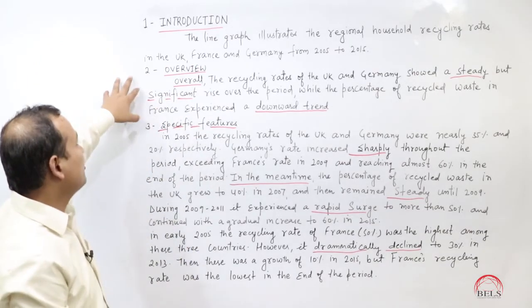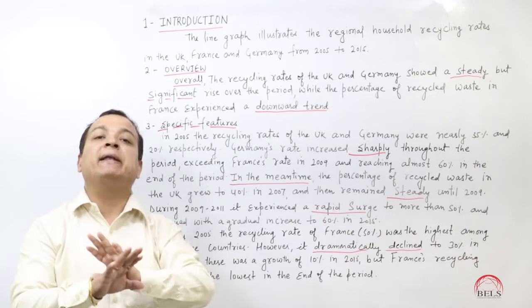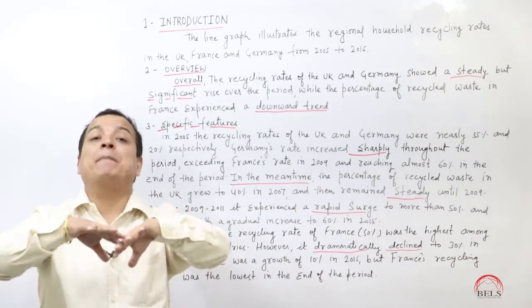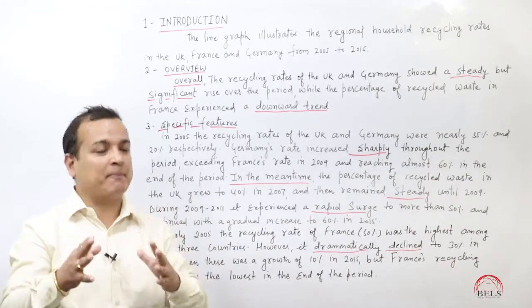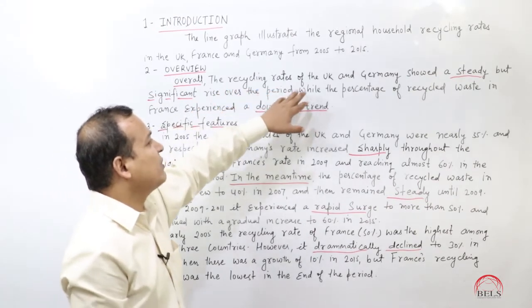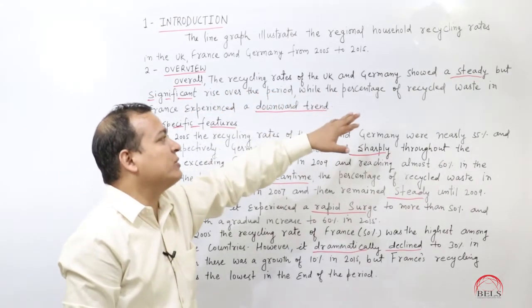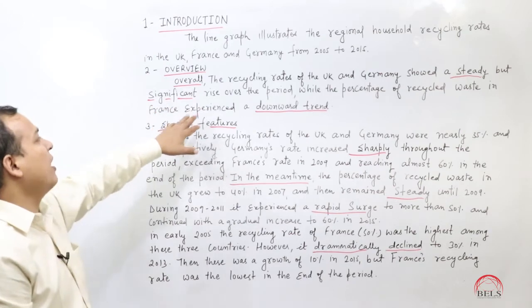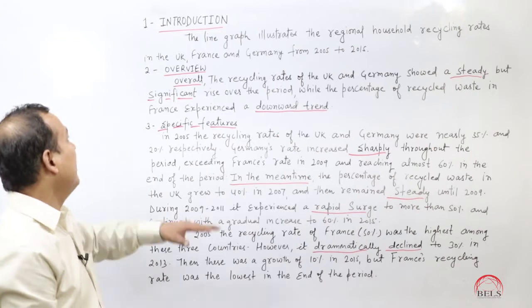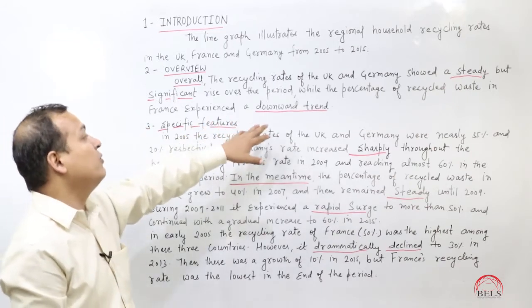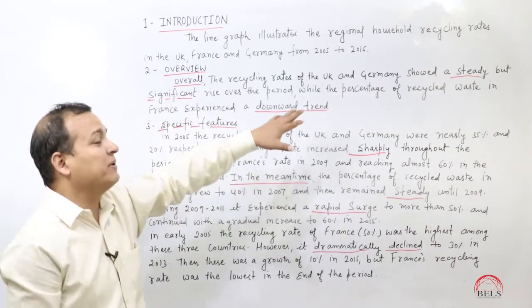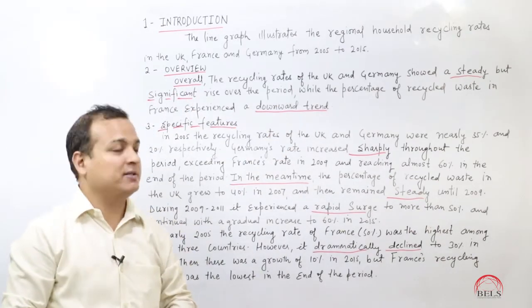Now after that we'll be coming to the overview. You don't have to explain everything. You'll give a general overview of the maximum fluctuation that you can see in the graph, what is happening overall in the line graph. So here I have written: overall, the recycling rates of the UK and Germany showed a steady but significant rise over the period, while the percentage of recycled waste in France experienced a downward trend. You can see here I have highlighted these in red. These are the vocabularies you have to keep in mind while writing.